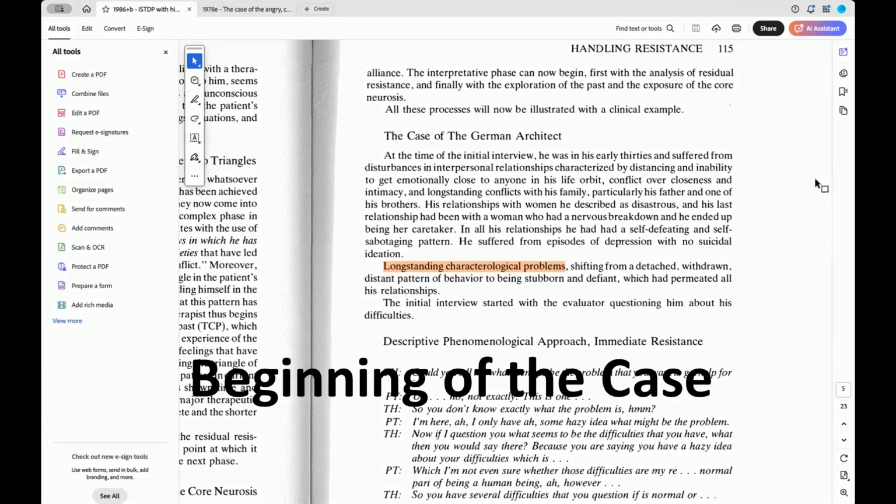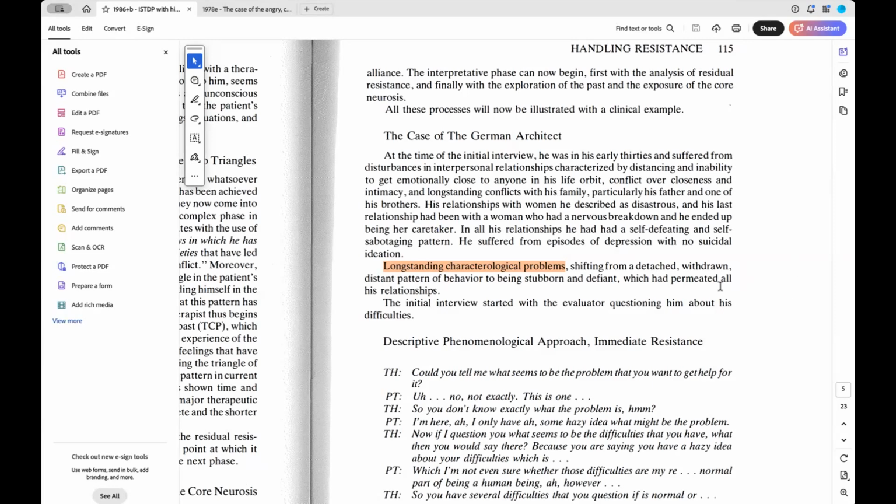This is the case of the German architect. It's found on page 115 in Unlocking the Unconscious. And a little bit here about the patient and his chief complaints. You can read that over here if you want to, but basically disturbances in interpersonal relationships, distancing, inability to get emotionally close to anyone, conflict over intimacy, long-standing conflicts with family. And I think I'll leave it at that. You can read it over yourself if you want to look at that more closely.